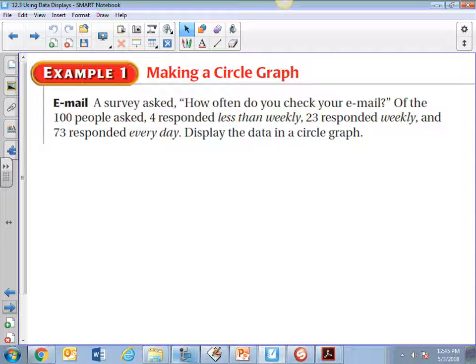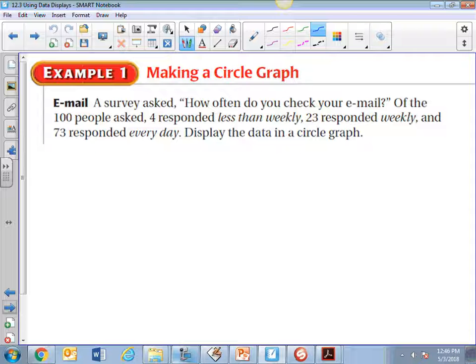It says of 100 people asked, 4 responded less than weekly, 23 responded weekly, and 73 responded every day. So it says display the data in a circle graph. Percentages are pretty easy to find here because they're all out of 100. For instance, if I want to find out 4 responded less than weekly, what percent is that? Well, if it's out of 100, it's 4%, right?